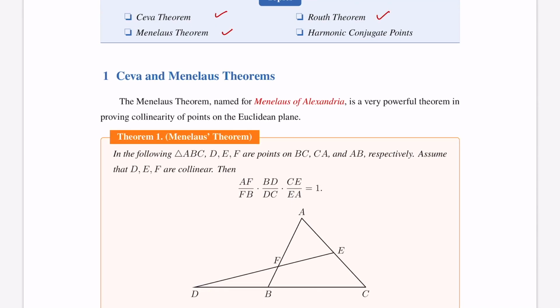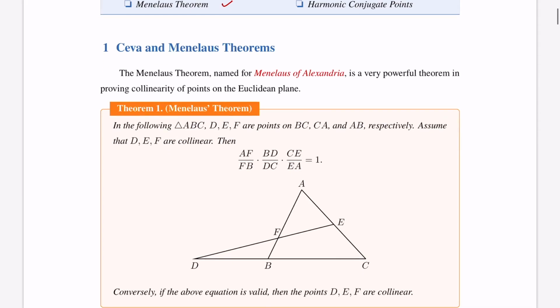Menelaus's theorem was discovered much earlier, more than 2,000 years ago, by Menelaus of Alexandria, in the city of Alexandria in Egypt. This is a very powerful and useful tool in proving collinearity of points in the Euclidean plane. So let's go over this first.